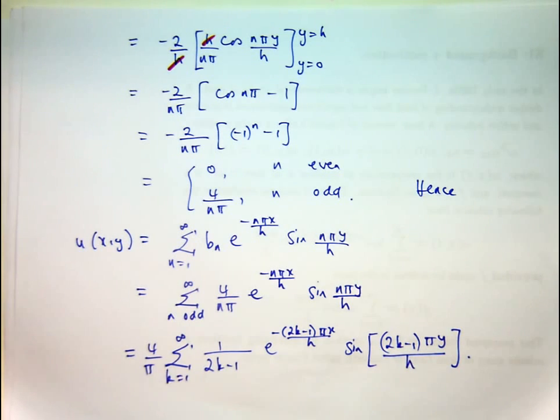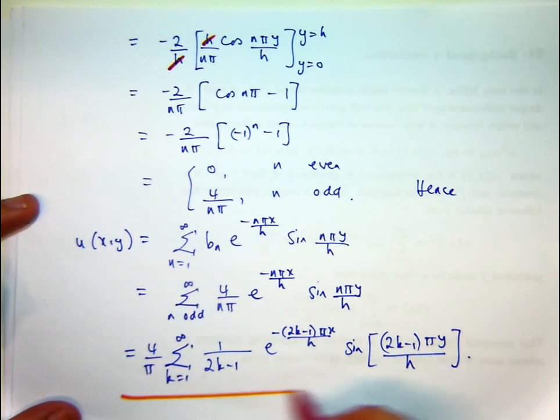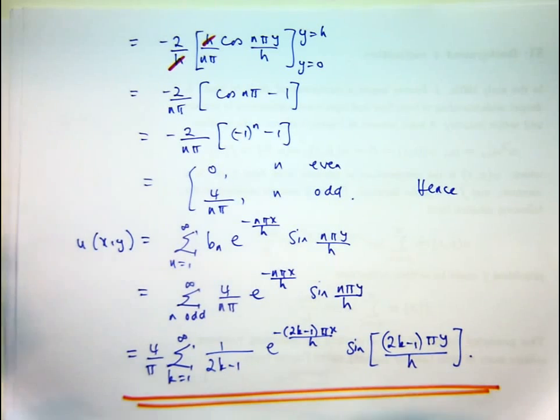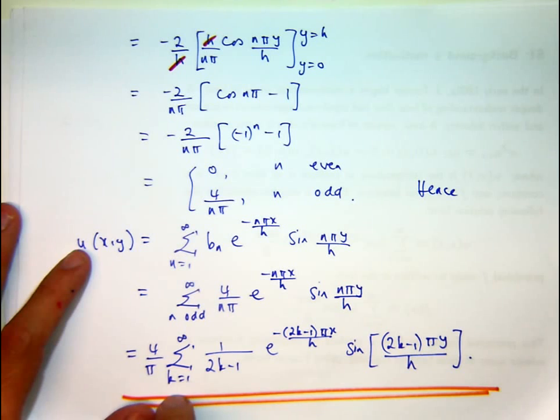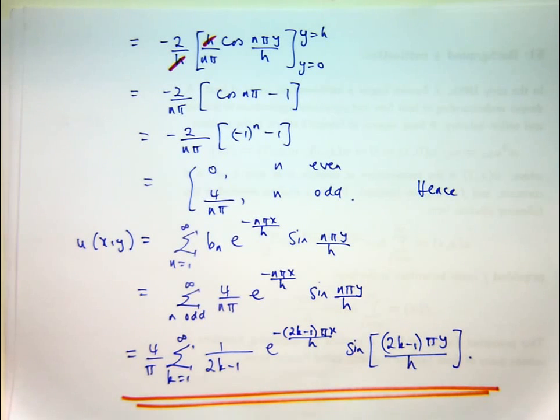So there you have it. There's your final form of your solution u. Now, some people may write this instead of 2k minus 1, down here you have 2k plus 1 and start the k's at 0. That would be fine as well. So let me just recap what we've done.